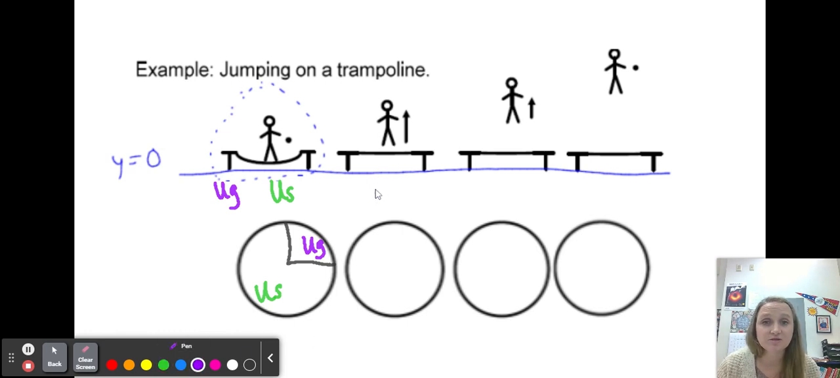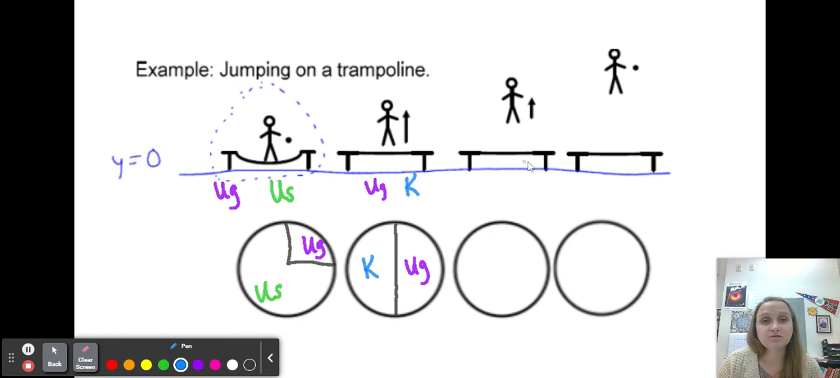My next location, my person has height still. They're above this zero reference line, so we've got some gravitational energy. But now they're moving, and I've got some kinetic energy. This is the fastest they're going to be moving. Now, the trampoline is no longer compressed, so there's not going to be any spring energy anymore. And since I have more height, I have to show that gravitational increasing because they went up. So I'm going to have a little more gravitational, and whatever's left over is going to be my kinetic energy.